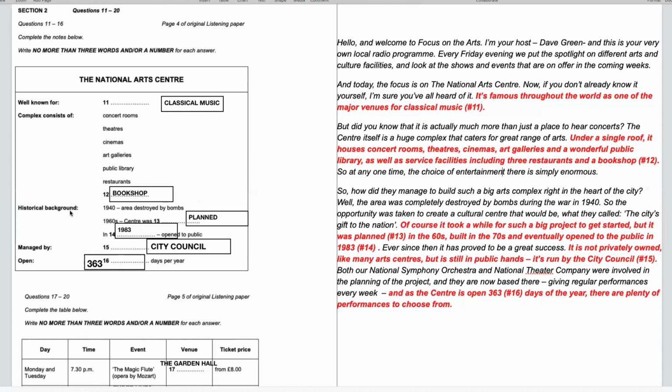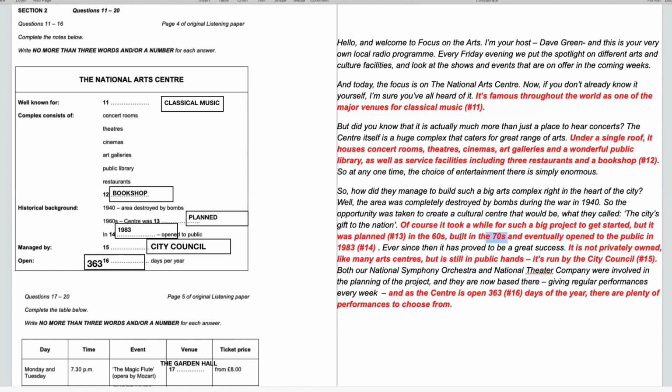Now for the historical background, these dates really did help us because he talked about how the area was destroyed by bombs during the war in 1940. And then he also mentioned the 60s. So you see that 60s was here as a clue. And he said that it was planned in the 60s. So we have this word here. It was planned in the 60s, built in the 70s.